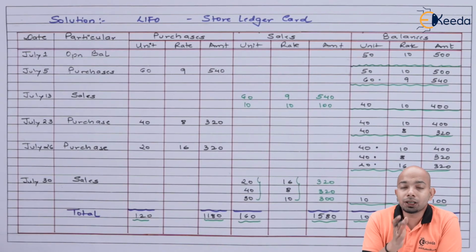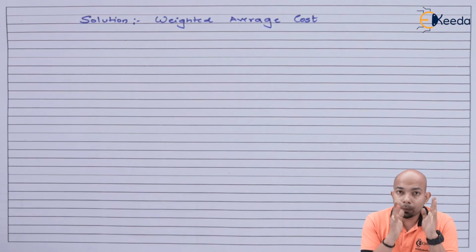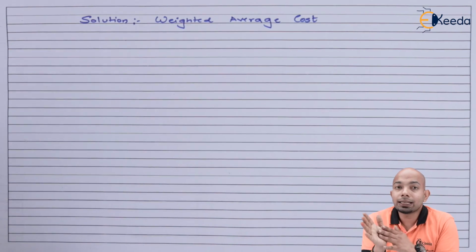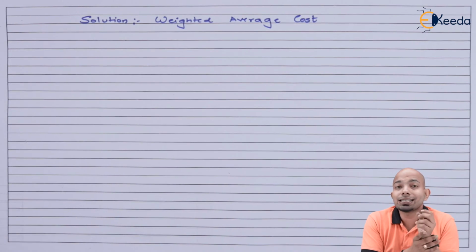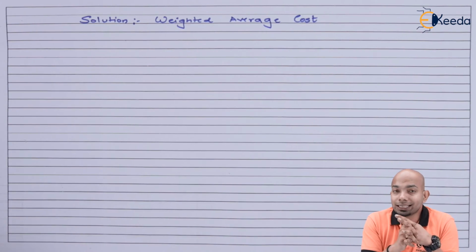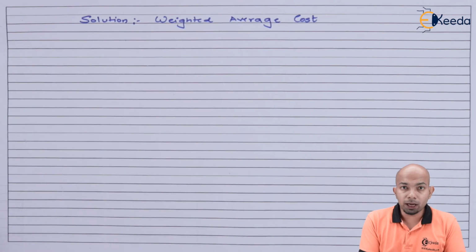What happens when a similar thing happens in the weighted average cost method? Let's figure that out now. When it comes to weighted average cost, the purchase, sales and balance format will still remain the same. The slight change that you will notice is in the balances column, where the rate is to be mentioned, because at that point of time the rate will be the weighted average rate. So let's prepare the format first.